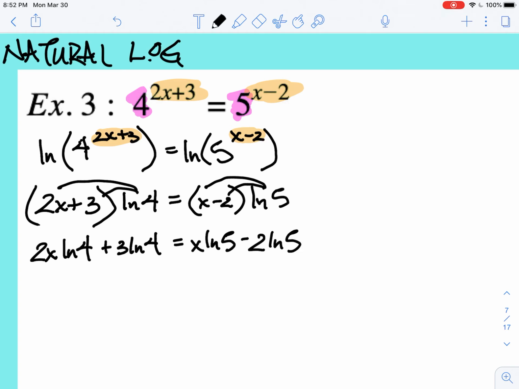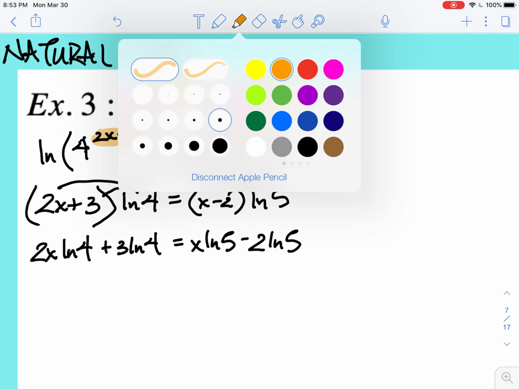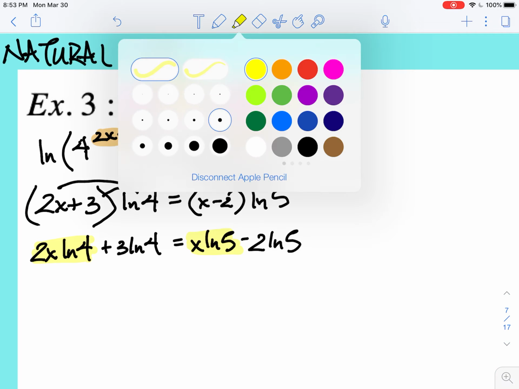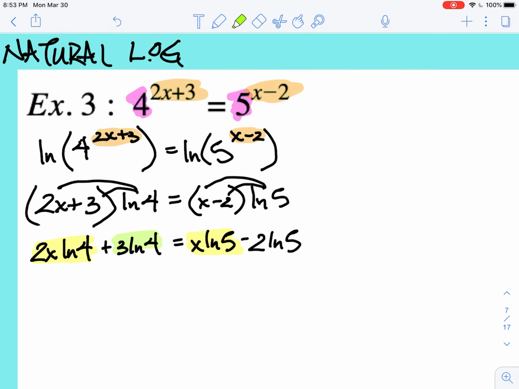Now from here, this is probably going to be our messiest step. Things get a lot better after this. And what we want to do now is collect terms that are like terms. What I notice is this term has an x, and so does this one, so I'm going to move them to the same side. And I also notice that this term does not have an x, and neither does this one, so I'm going to move those to the same side.